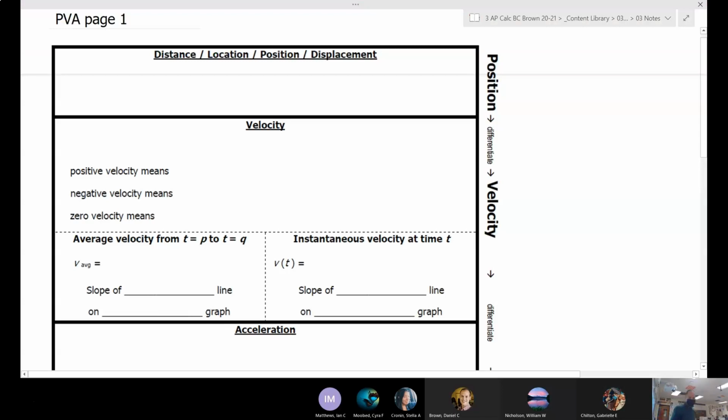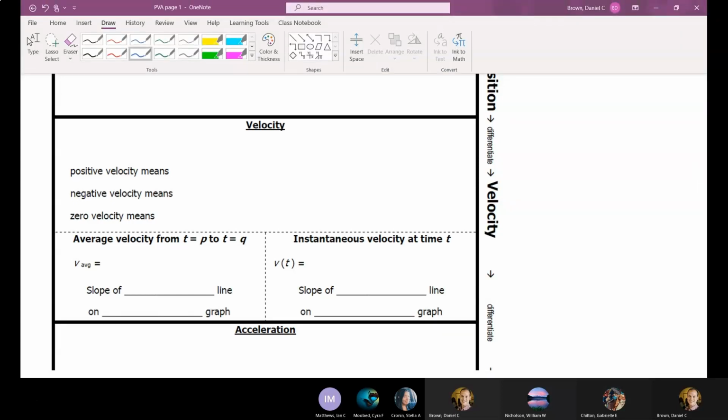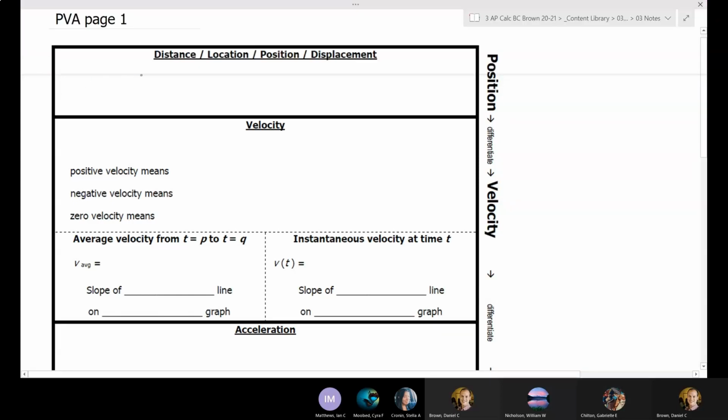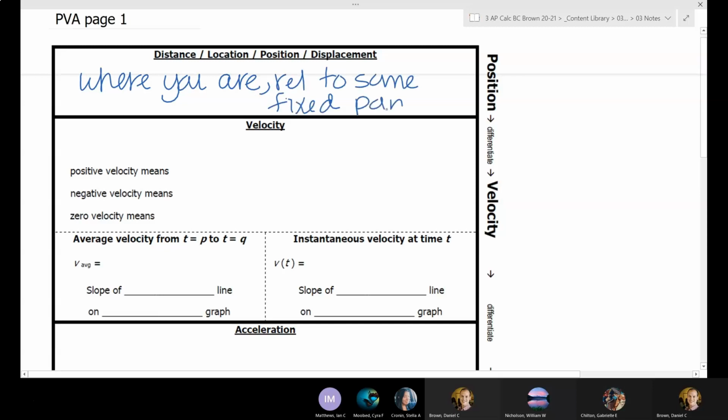And the first word I want to define is what we say by distance. Some other words that we will use for distance will be like location, position, displacement. The AP exam uses all of those words interchangeably. And I like defining this as essentially where you are relative to some fixed point. If I can spell point.